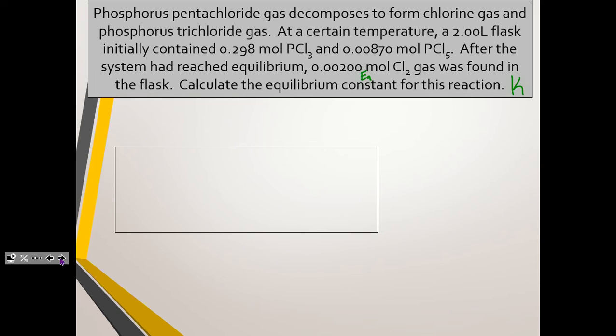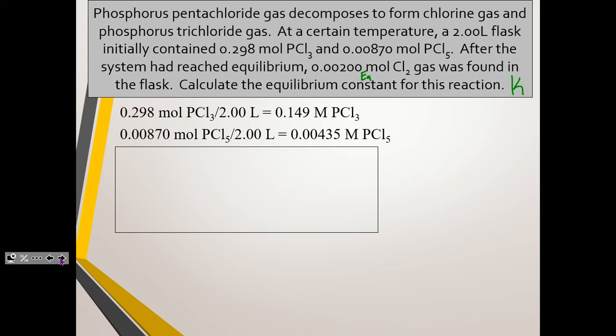So I'm going to set up a R.I.C.E table. First thing I need is to know what was given in the problem. I have to be careful because the flask is 2 liters. So to find our concentrations, I need to divide moles per liter. So these are the values that will be plugged into the R.I.C.E table. R.I.C.E, R is for the reaction. PCl5 gas yields PCl3 gas plus Cl2 gas, and it is balanced in a 1-to-1 ratio.